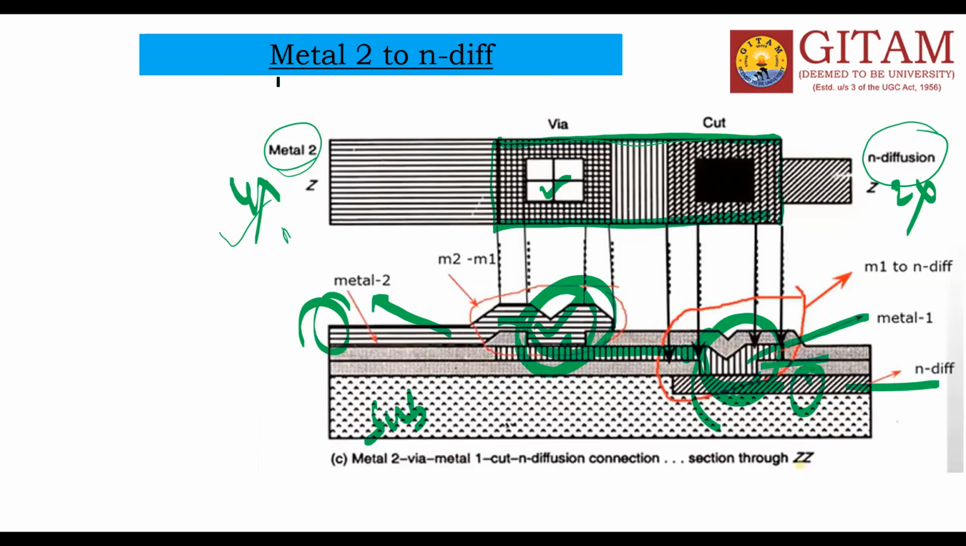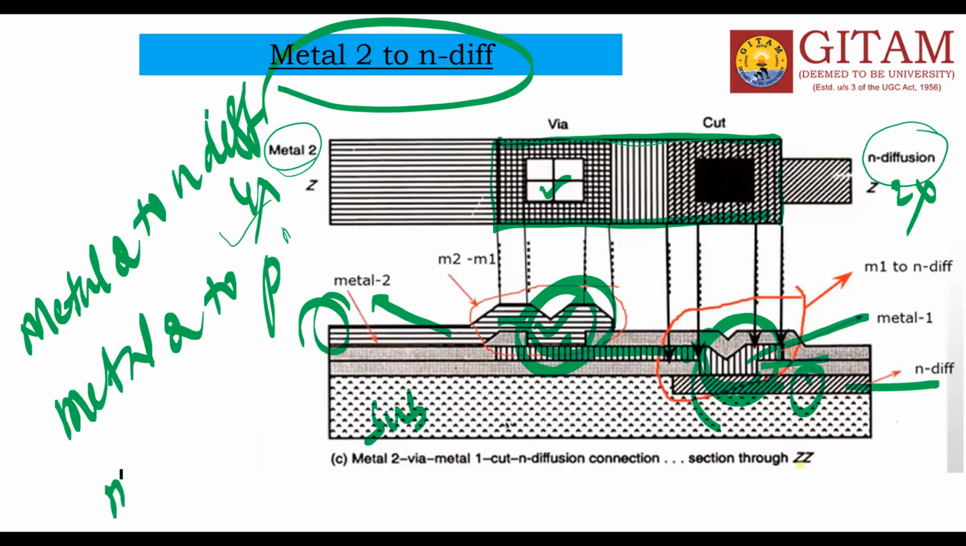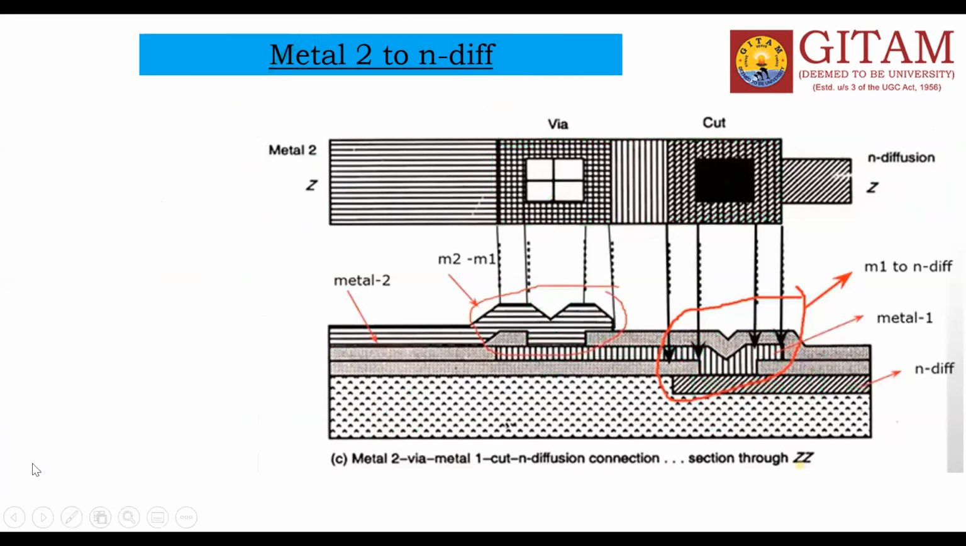So metal 2 to N diffusion, or metal 2 to P diffusion, or metal 2 to poly, also the same thing. I hope you understand this picture. This picture will give you more information on how the connection is established between the metal 2 and the diffusion, whatever it is. Here is N diffusion, maybe P diffusion, also the same thing.